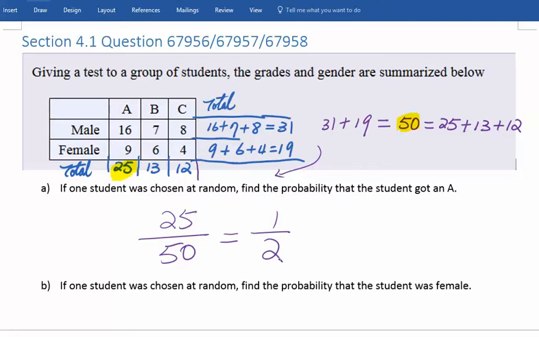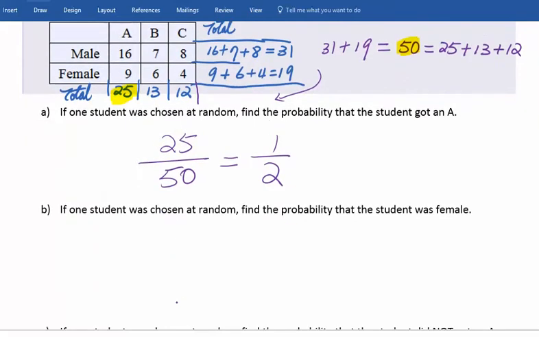The second question, if one student was chosen at random, find the probability that the student was a female. So we have 19 students out of 50 students who are female. So my answer will be 19 over 50. And I could try to simplify this with my graphing calculator, but you will find out there's no way to simplify this particular fraction. So that is my final answer.